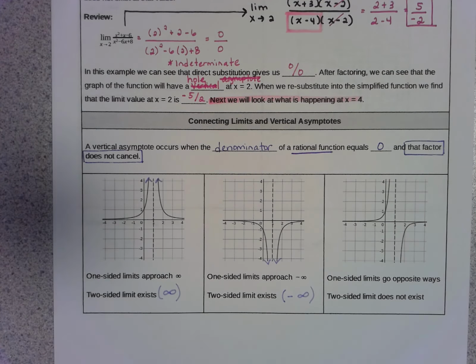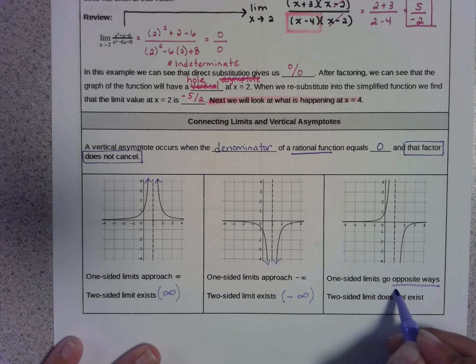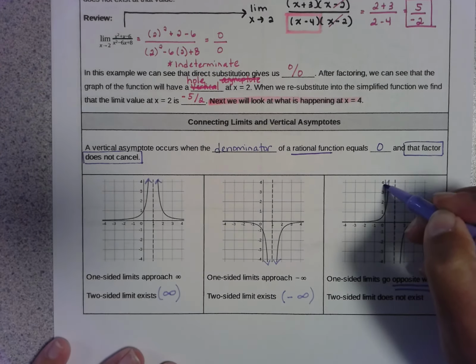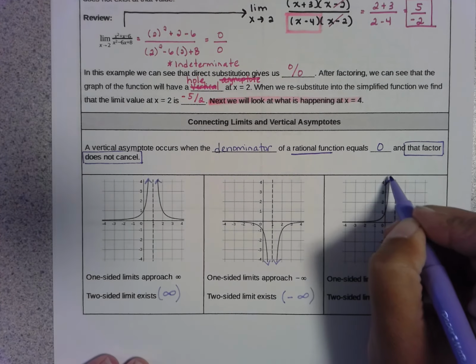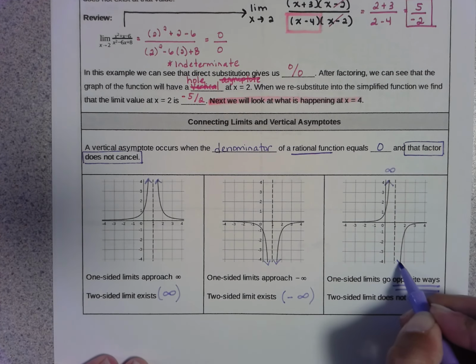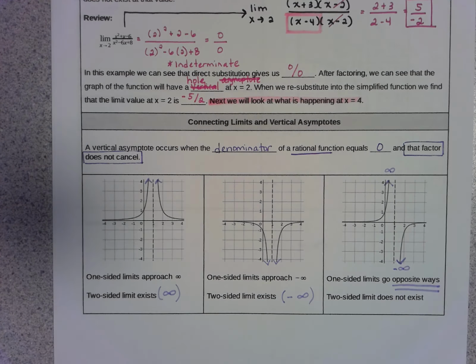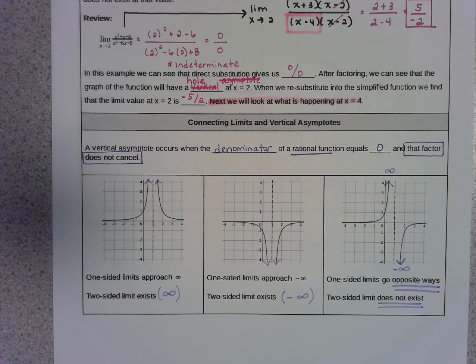The third situation that can occur near a vertical asymptote is that the one-sided limits go opposite ways. In this case, I'm showing you an example where the limit as x approaches the asymptote from the left is positive infinity, and the limit as x approaches the asymptote from the right is negative infinity. Because of that, we would say that the two-sided limit does not exist.